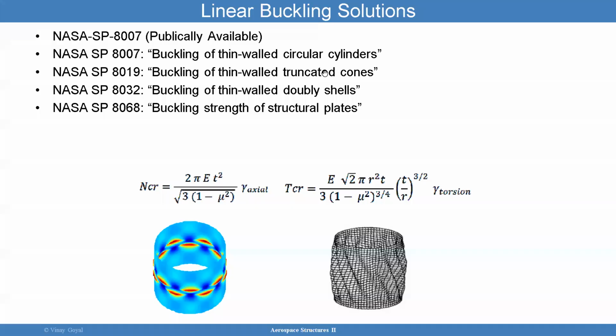So for initial design stages, you're going to use the eigenvalue that comes out of Abaqus, or you're going to just use the closed form solution, whatever is feasible. Gamma axial here is a knockdown factor.